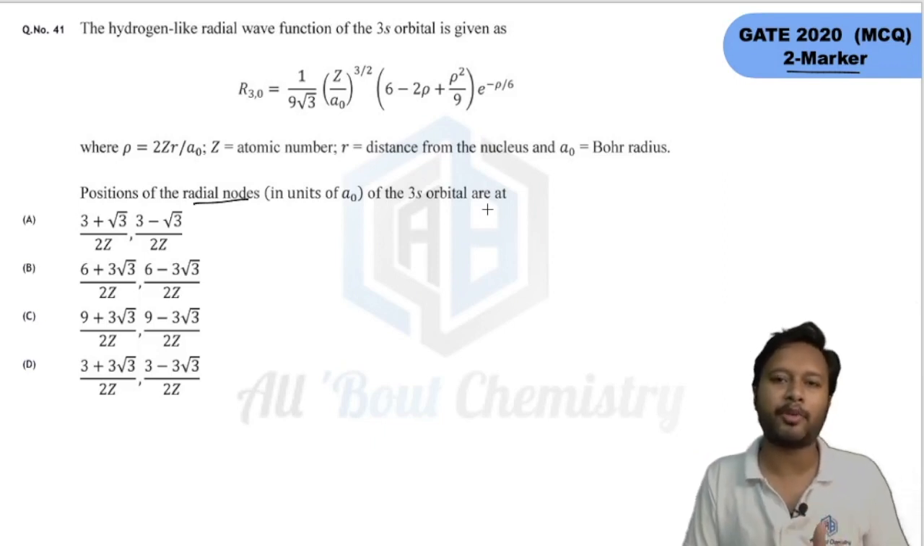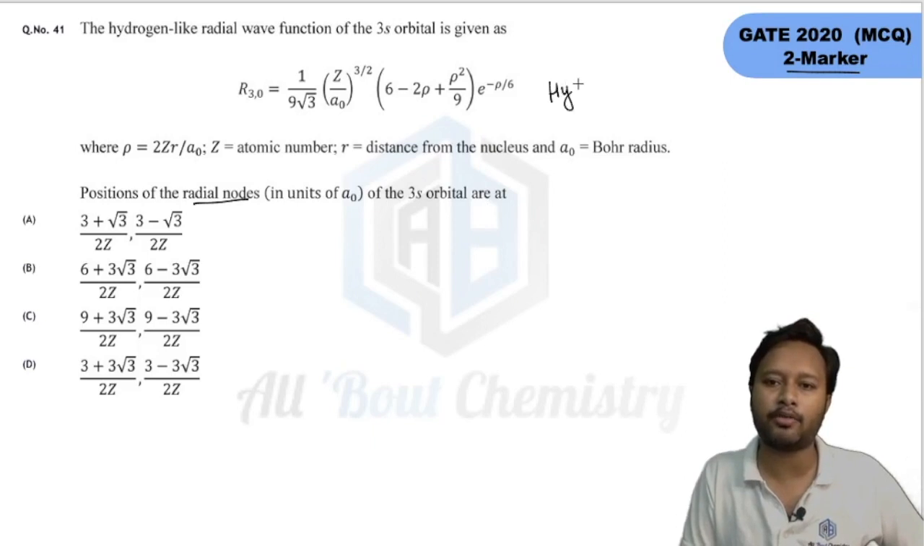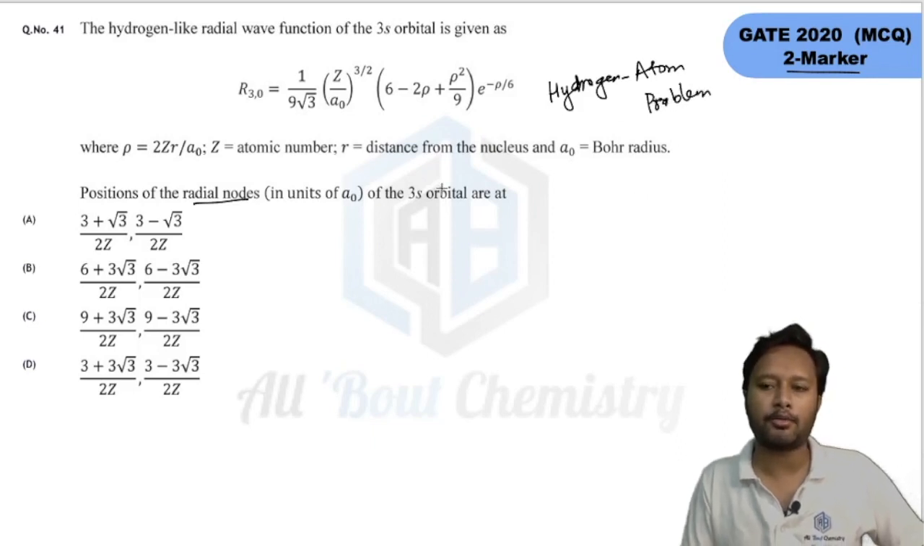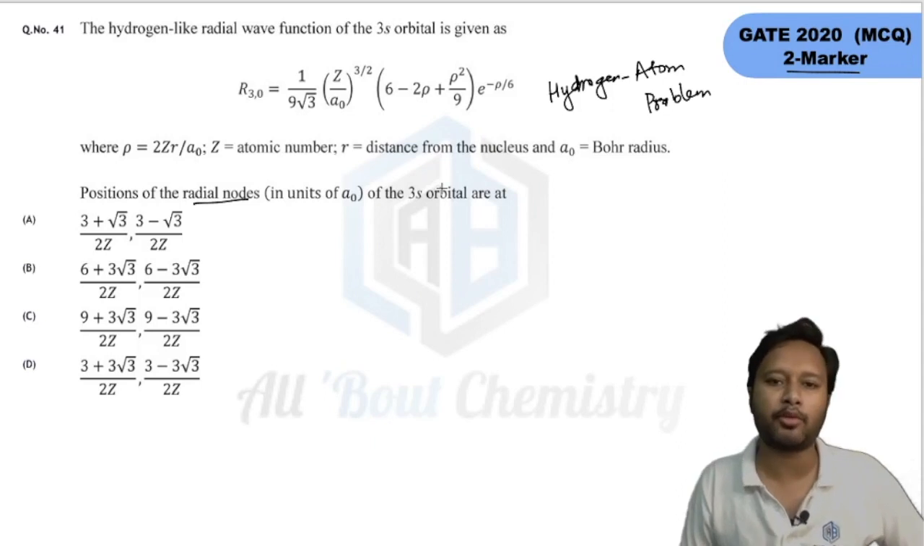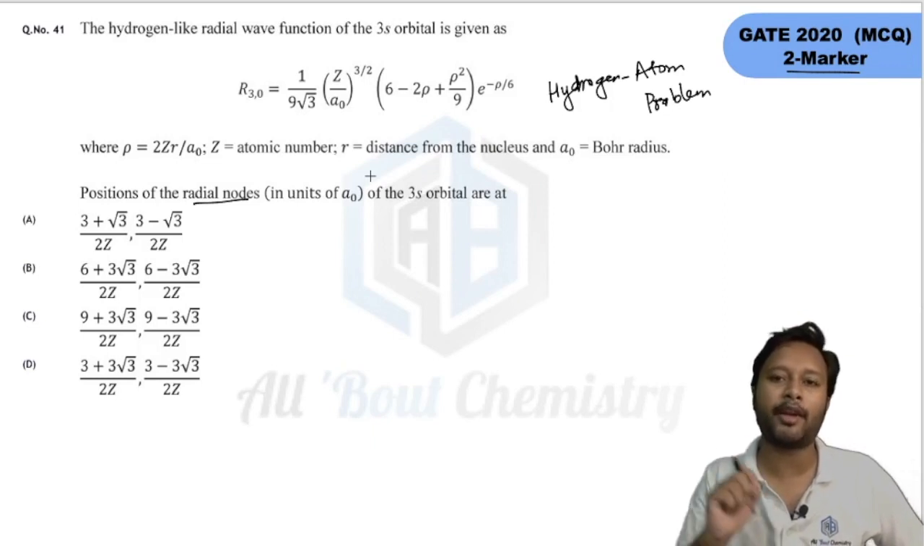Now this is also a pretty simple question. The topic from where this has been asked is the hydrogen atom problem of quantum mechanics. So how to do this question? It's very simple. You have to look first of all that this particular thing is a radial part which is already given to you. You have to find out nodes.